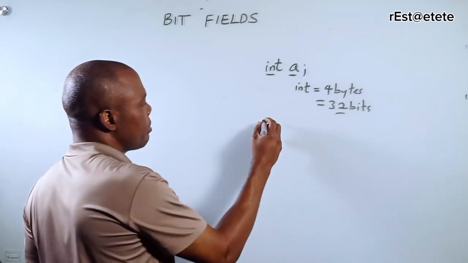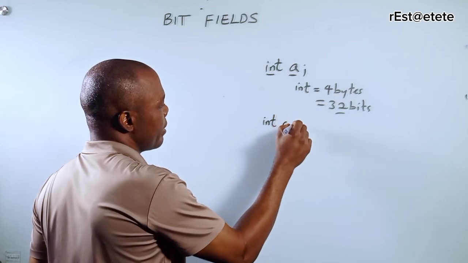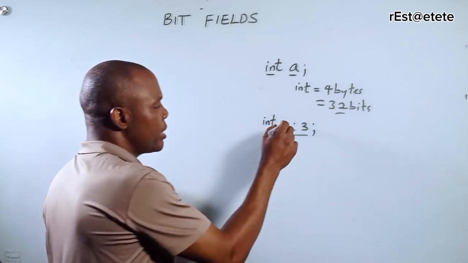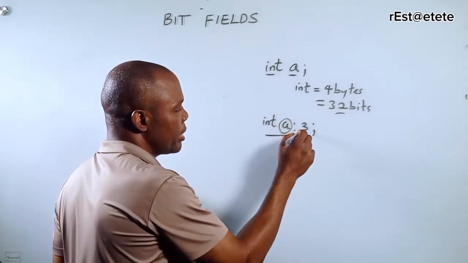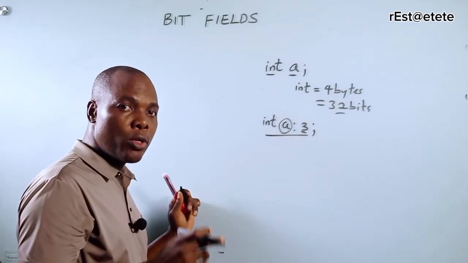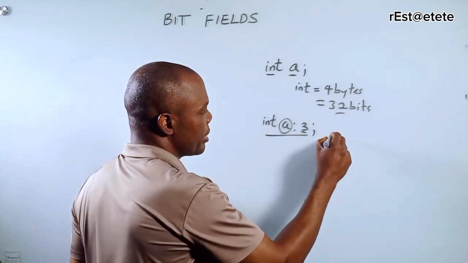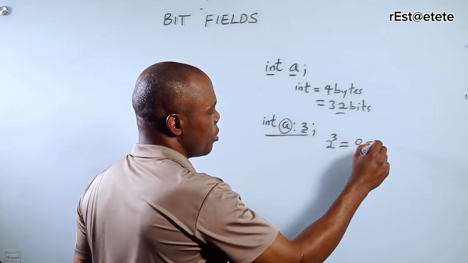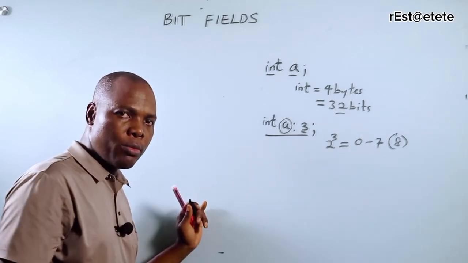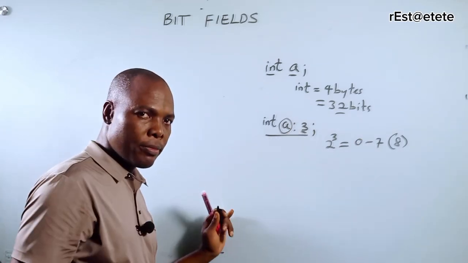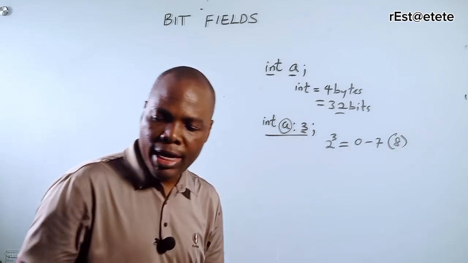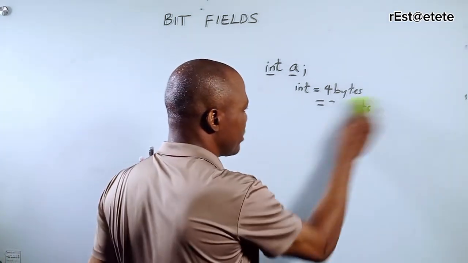If I do something like this, int a, then I say 3, what I'm simply saying is, I want this variable a to only use 3 bits. If the variable is going to access only 3 bits, that will be 2 raised to the power 3, and that will give me 0 to 7, meaning 8 values. I'll be able to pull out 8 values from this. So that is how the concept of bit fields is going to be used in this program. Let's write a simple program to illustrate that.